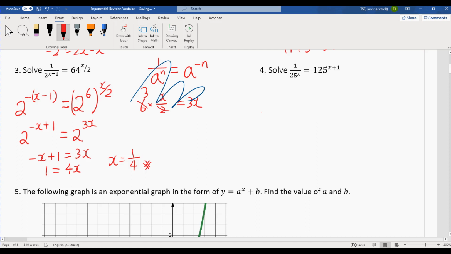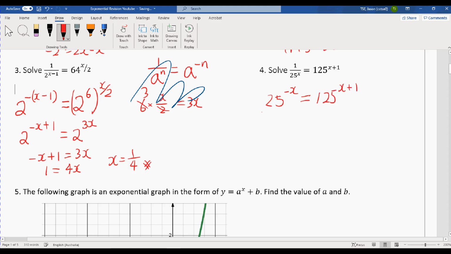Okay, it's a similar one. You will see that's 25 to the power x, but it's being 1 over it, okay? And that's 125 to the power x plus 1. All right, first of all, let's try to use the negative index law. Okay, and how about 125? At the moment, I just keep it.